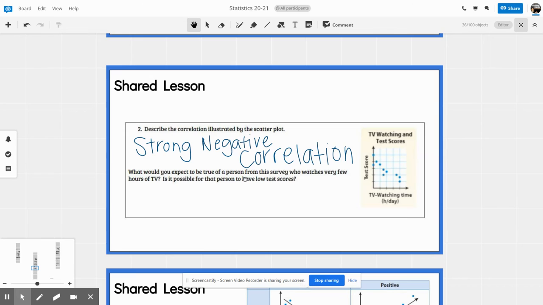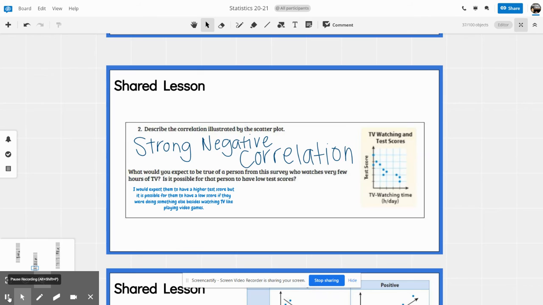So we would say that this person would probably do very well, but it is possible that they might not. So I just wrote in there that I would expect them to have a higher test score, but it is possible for them to have a low score if they were doing something else besides watching TV, like playing video games. So it's more likely that they'll be out here, but we always sometimes have outliers in our data.